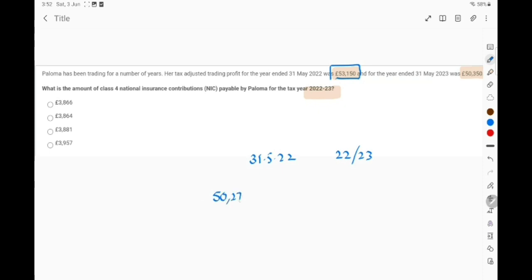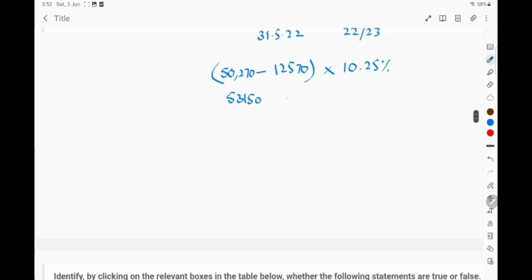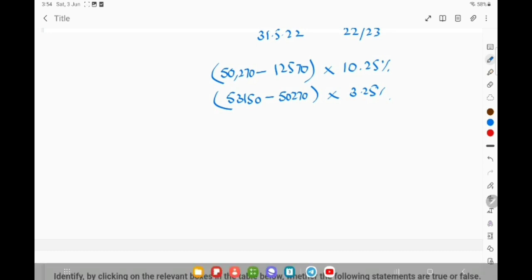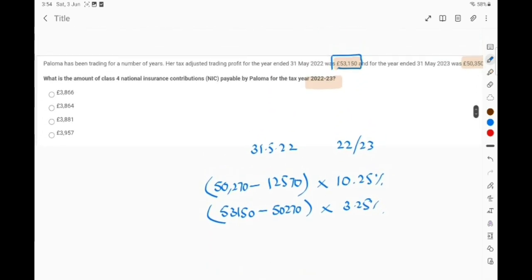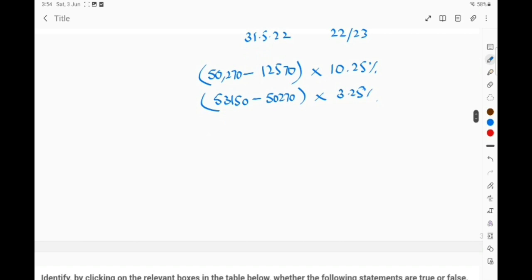The amount of 50,270 minus 12,570 is the amount on which we have to contribute at the rate of 10.25%, and for the income above that, 53,150 minus 50,270, at the rate of 3.25%. So this will be a simple question, they are only checking your understanding about the year to choose.